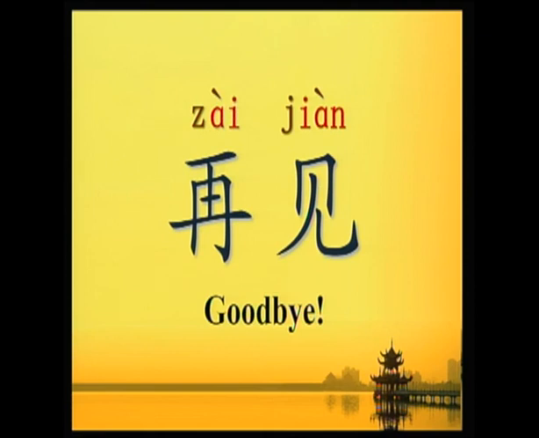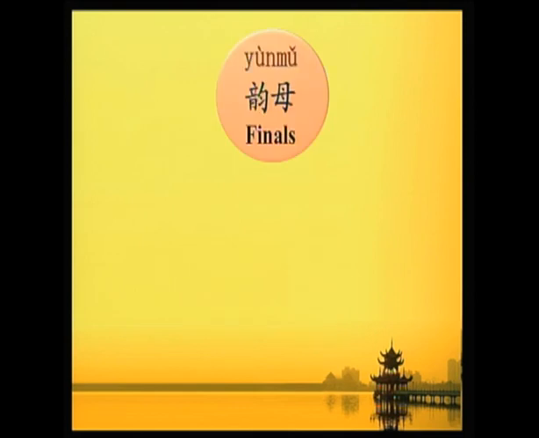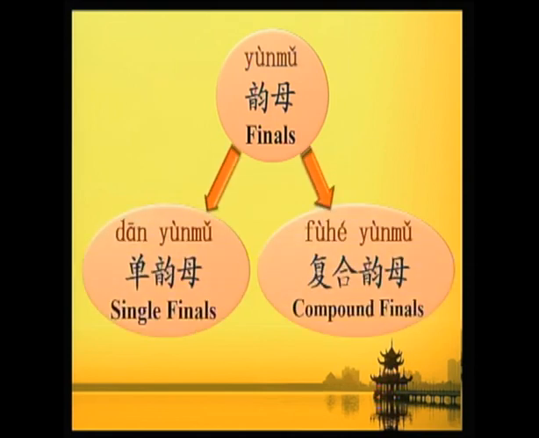In 再见, the finals are ai and yan. Do you notice anything about these finals? You're right. A final usually begins with a vowel. There are two types of finals. The single finals, 单韵母, and the compound finals, 复合韵母.